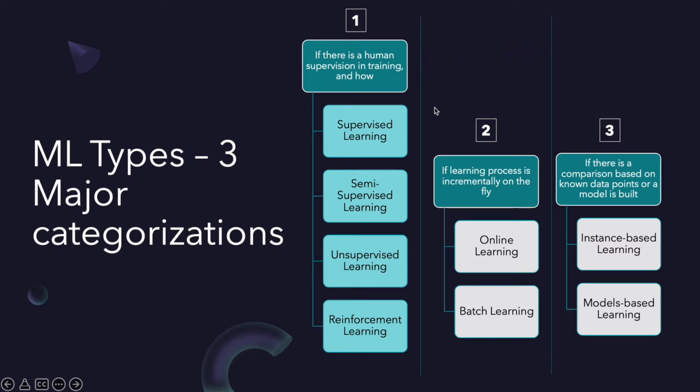But if you categorize machine learning based on whether the learning process is incremental on the fly, then you can see two different types: online learning and batch learning. Lastly, if you want to categorize machine learning based on whether there is a comparison to known data points or a model is built, then you can see two different types: instance-based learning and model-based learning. As you see, there is not only supervised or unsupervised learning. There are some others, and we will see each of them one by one. Let's start with supervised learning.